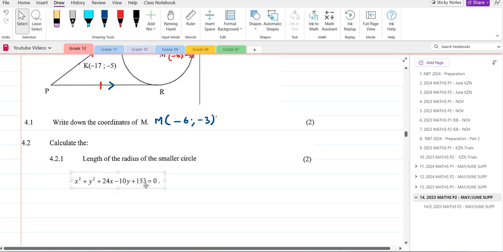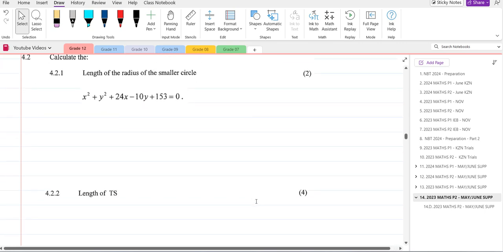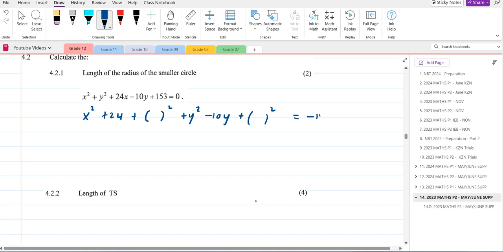Right, so I'm starting off with this equation. I need to complete the square. So we're going to write x squared plus 24 plus something squared, plus y squared minus 10y plus something squared, is equal to negative 153 plus something squared plus something squared. I hope you guys are understanding this.